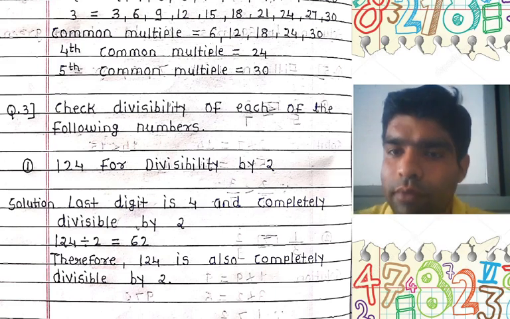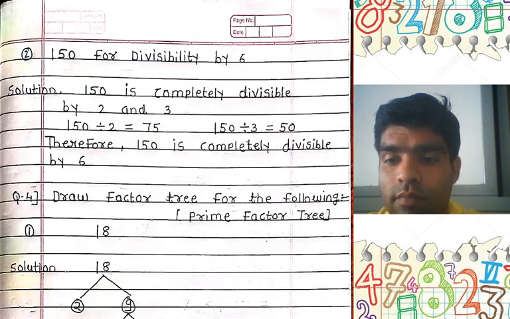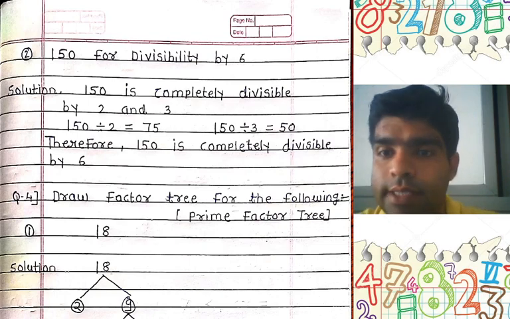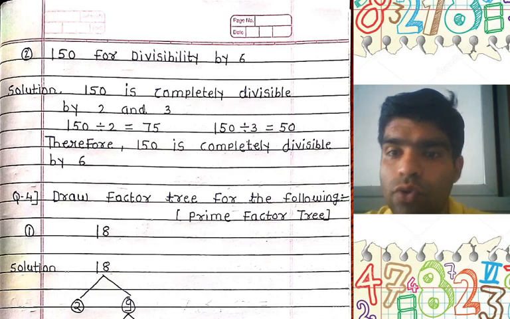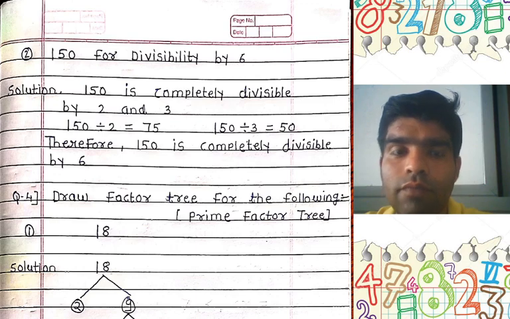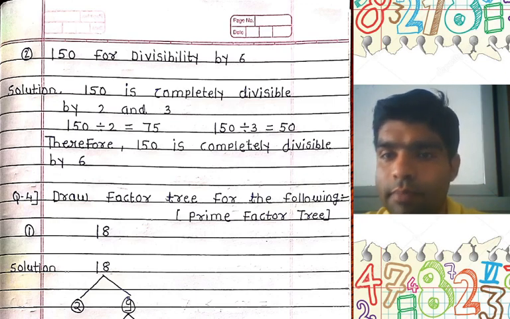Now we will start the next example. Now see example number two: 150 for the divisibility by 6. The solution of the example is that 150 is completely divisible by 2 and 3, because of the divisibility rule. First of all, we have to check whether it is divisible by 2 and 3 or not. This is the way we have to solve the examples.